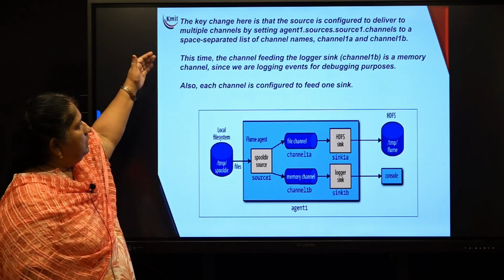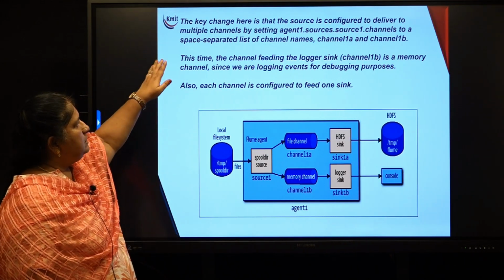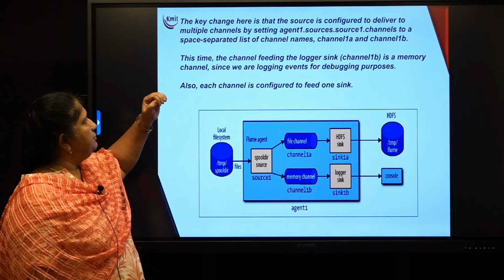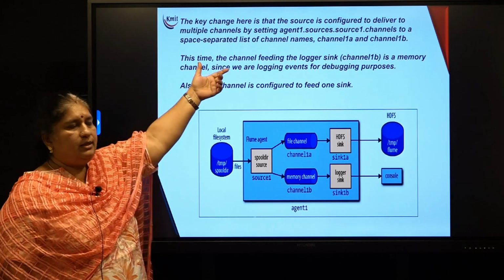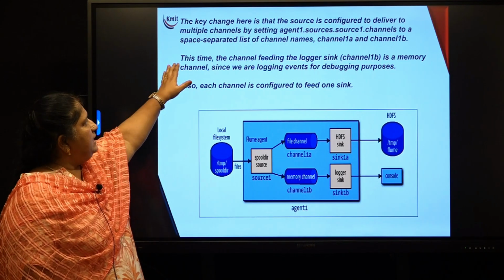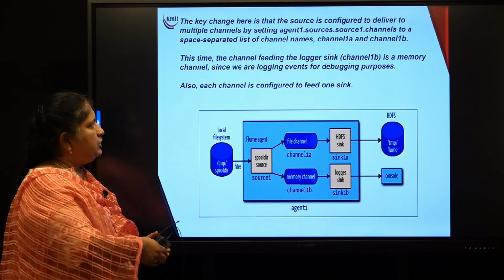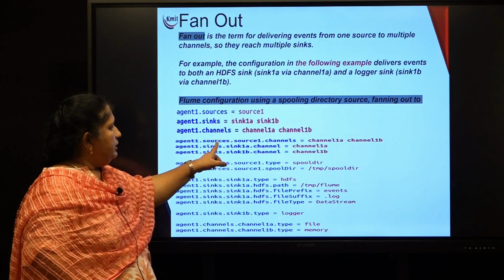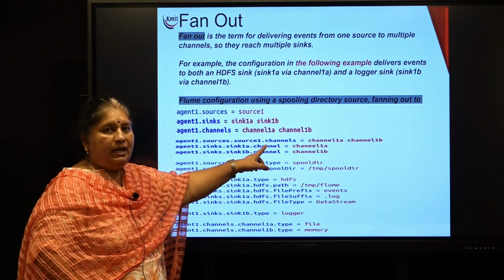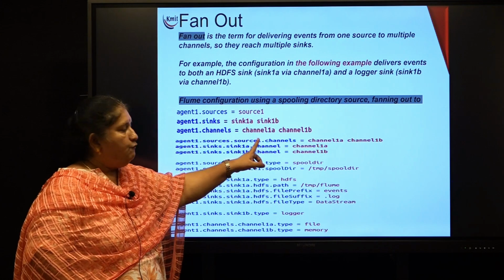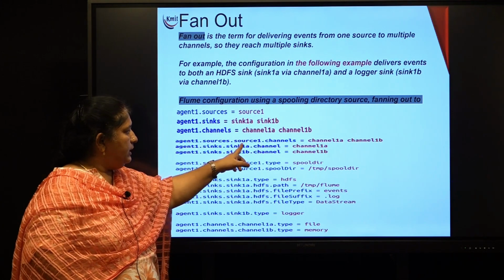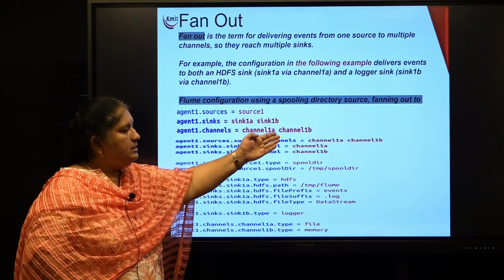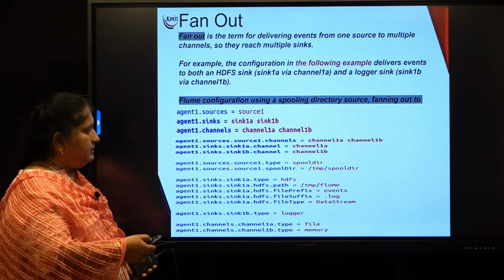So the key to fanning out is that the source is configured to deliver to multiple channels via this property, set to a space-separated list of channel names. So what is the key thing? We set this property to tell that multiple channels are there for which the source is working, and the channel list is given as a space-separated list.